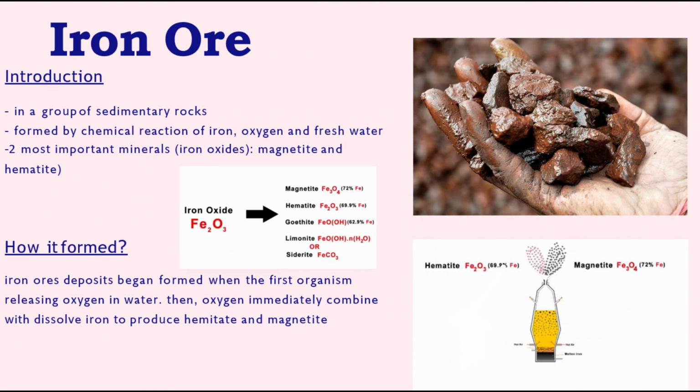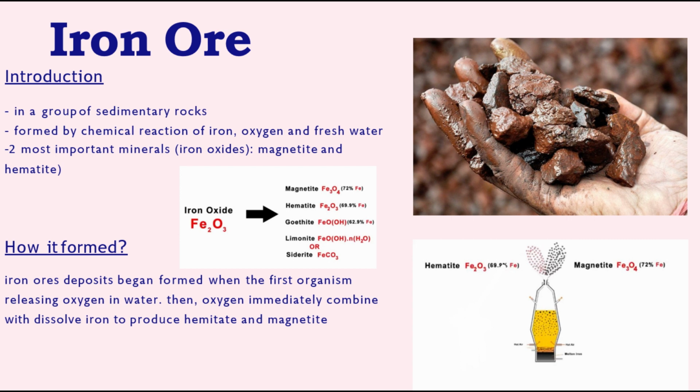So, the first content is iron ore. Iron ore is in a group of sedimentary rocks. It is formed by a chemical reaction of iron, oxygen and fresh water. The minerals inside iron ore are magnetite, hematite, goethite, limonite or siderite.